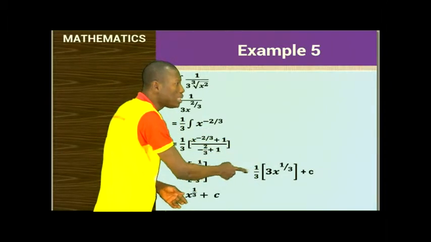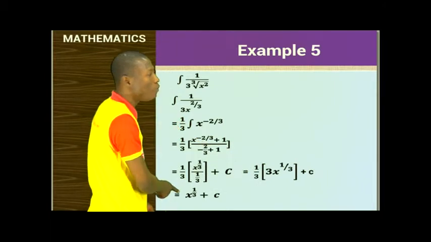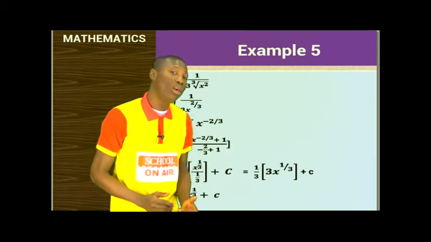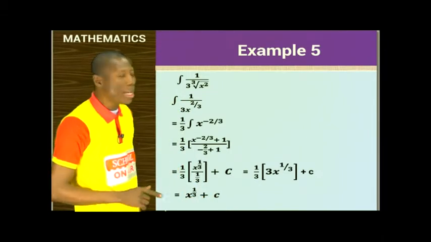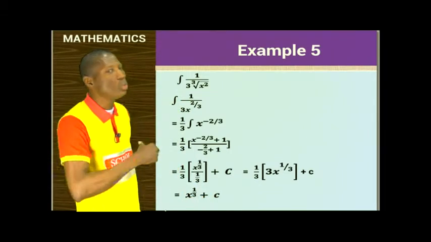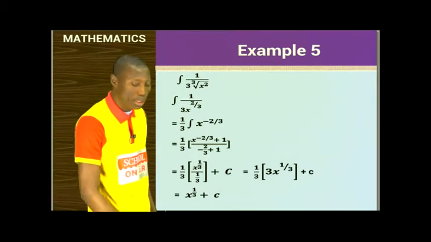Then if I solve this one, we cancel this 3, because 1 over 3 multiplied by 3 is equal to 1. Therefore, I have x raised to power 1 over 3 plus c. And I can write it as cube root of x plus c. X raised to power 1 over 3 is cube root of x. Cube root of x plus c.